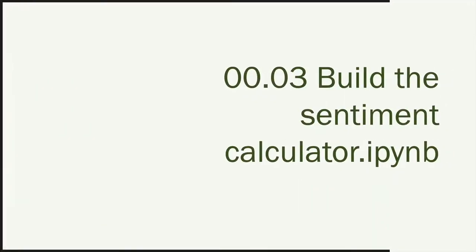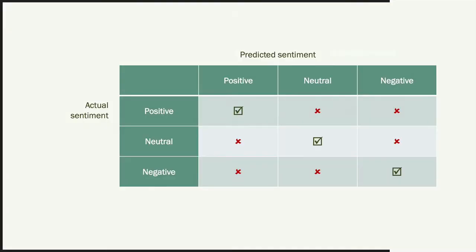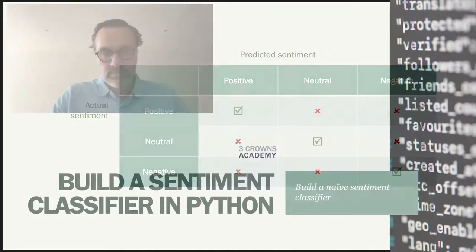So to evaluate our calculator, we look at whether we were correct and compare our predictions with the actuals. You can see here in the matrix, this is what we do. We compare the predicted sentiment with the actuals, and where we get a tick, that's when we're correct, and when we get a cross, that's where we're incorrect. And all we do to calculate the accuracy is count up the number of ticks and divide by the total number of cases that we're looking at.